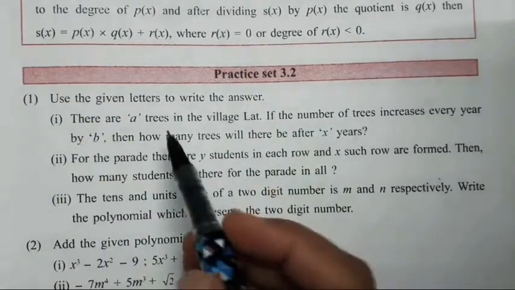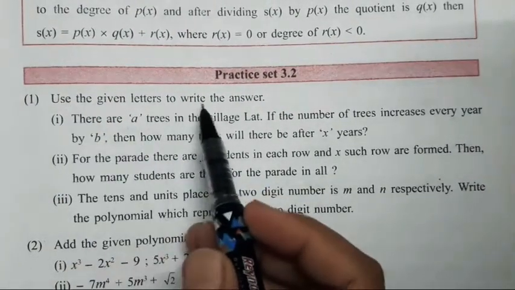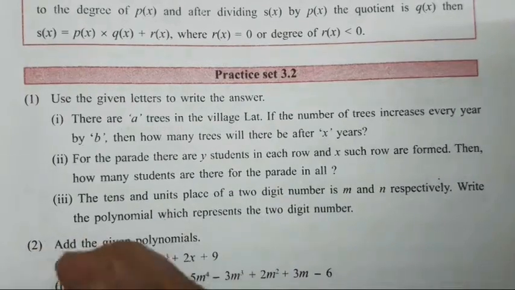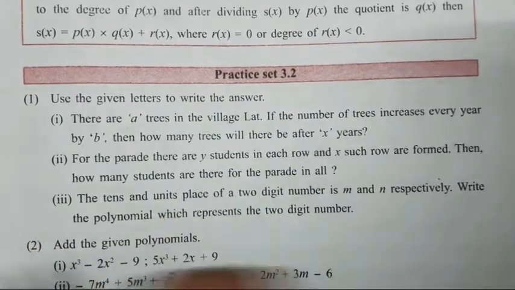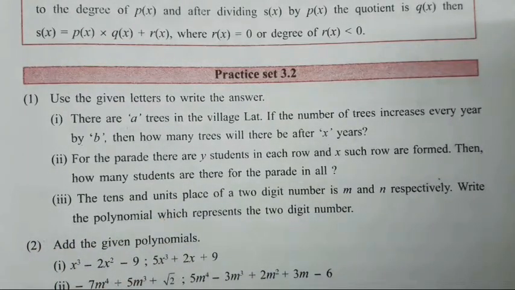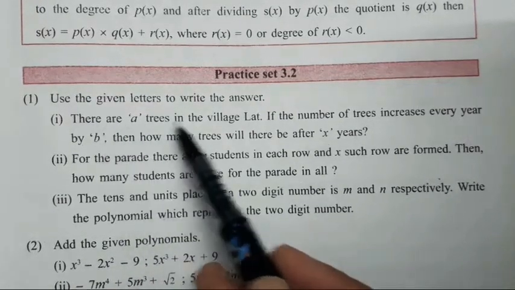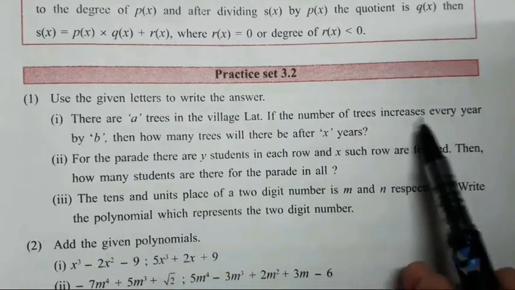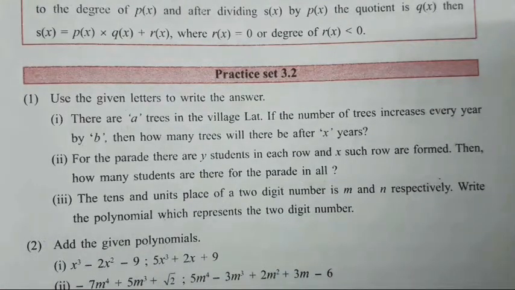Use the given letters to write the answer. So we have to form a proper equation using the given letters, and what kind of equation it will be forming, that we have to see. So what they have said is there are A trees in the village. If the number of trees increase every year by B, how many trees will be there after X years?